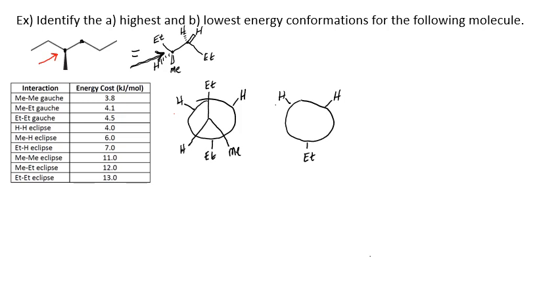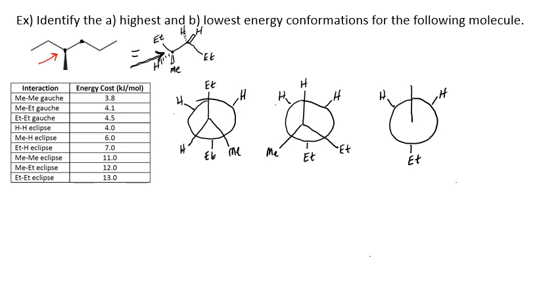So basically, I have to draw the next staggered, which puts my ethyl down here, methyl there, my hydrogen up top. I'm going to do the same thing for the final staggered. Rotate it another 120 degrees, keeping the back carbon the same. And again, it doesn't matter which one you keep, which one you lock in place and which one you rotate. It's all going to give you the same answer.